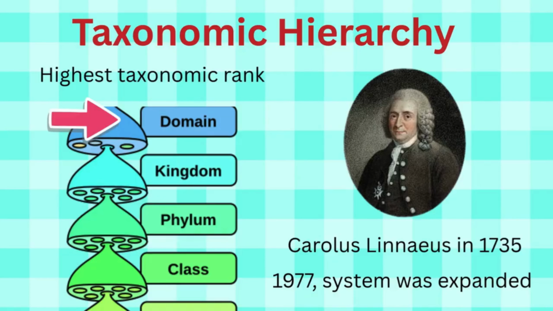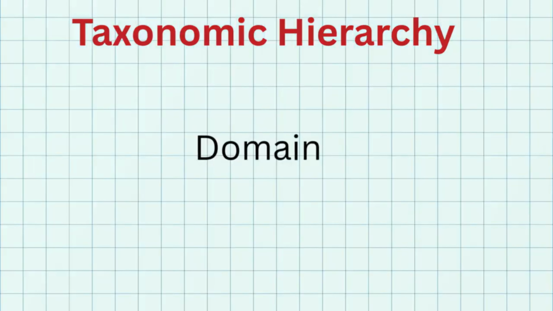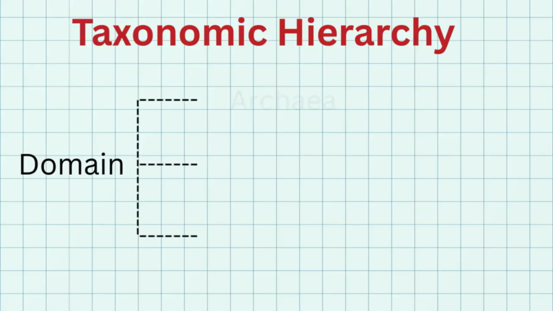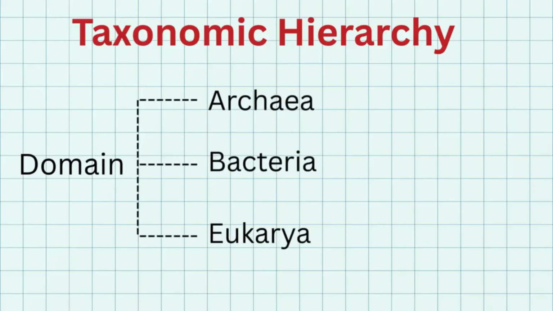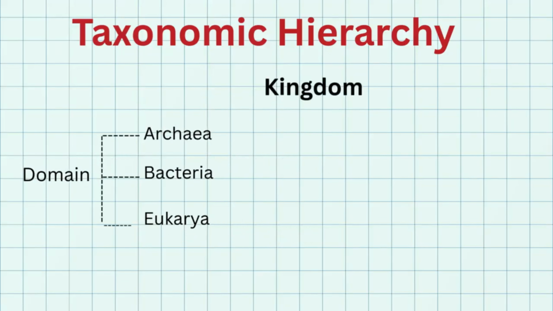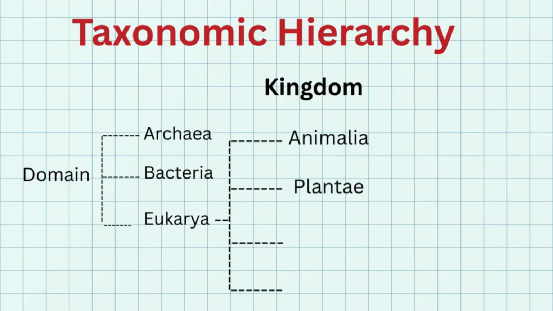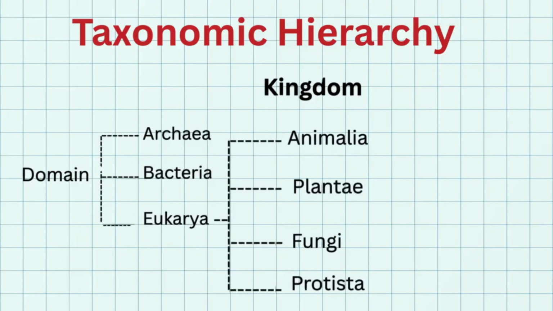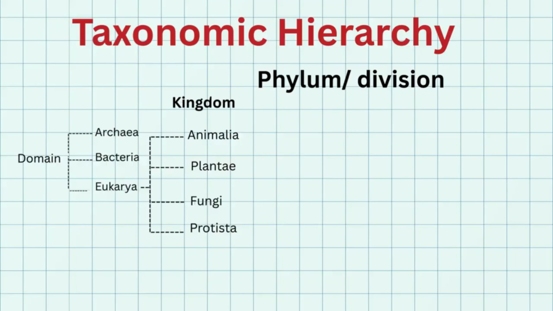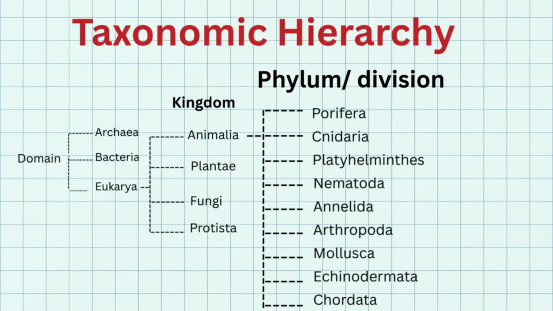Let's understand each level briefly. Domain is the highest rank. All organisms are divided into 3 domains: archaea, bacteria, and eukarya. Next comes kingdom. Each domain is further divided into kingdoms. For example, the domain eukarya includes 4 kingdoms: Animalia, Plantae, Fungi, and Protista. After kingdom comes phylum, or division in the case of plants and fungi. Each kingdom is subdivided into related phyla or divisions.